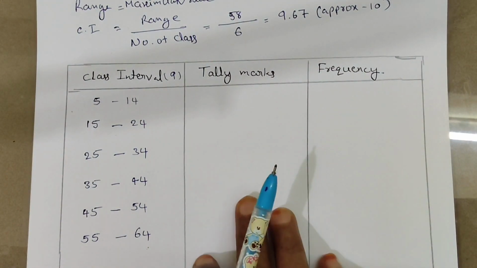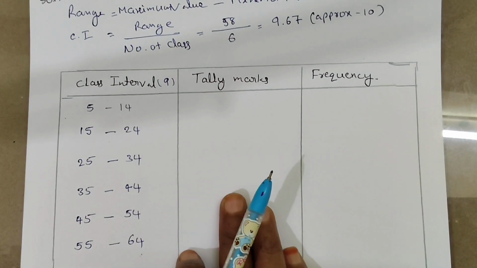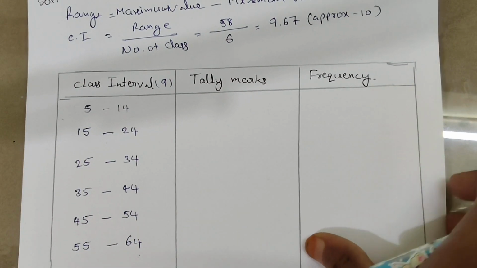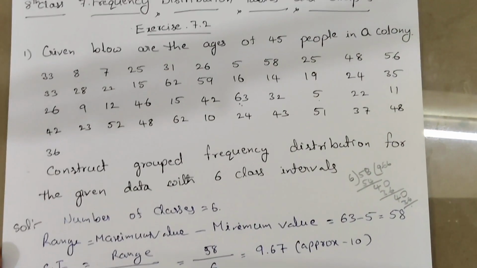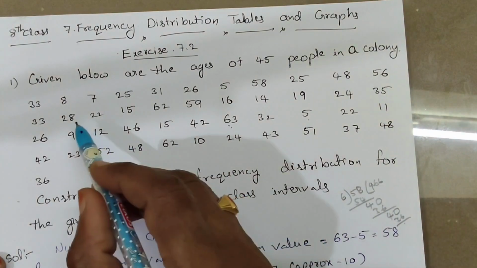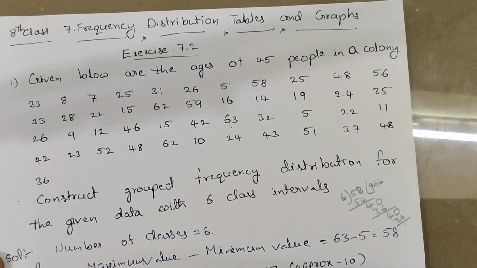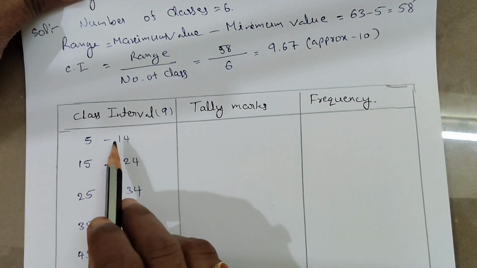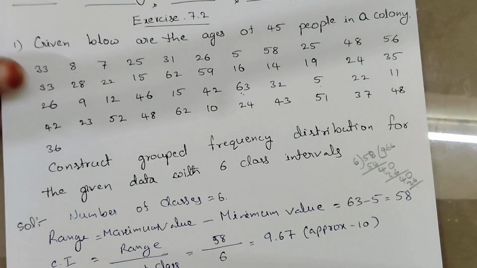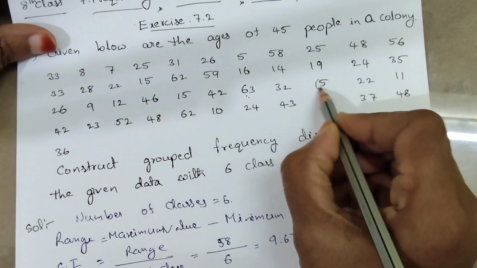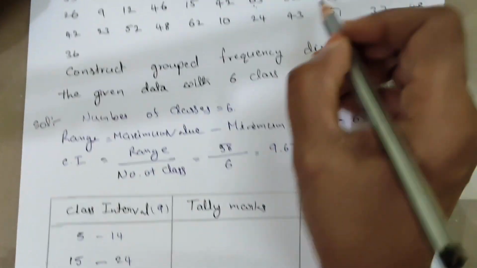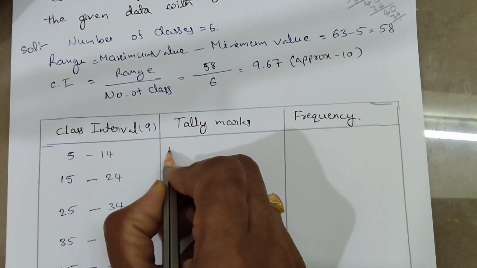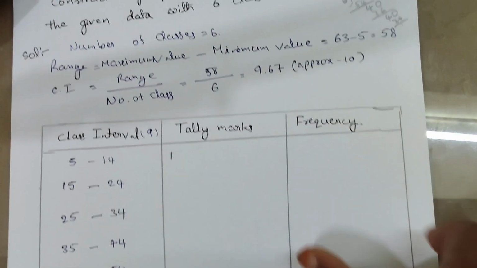Now we write the tally marks. The next column is tally marks. Tally marks means we first observe the given data. Our class interval is 5 to 14. In 5 to 14, 5 is one number, so we write one standing line, one tally mark.